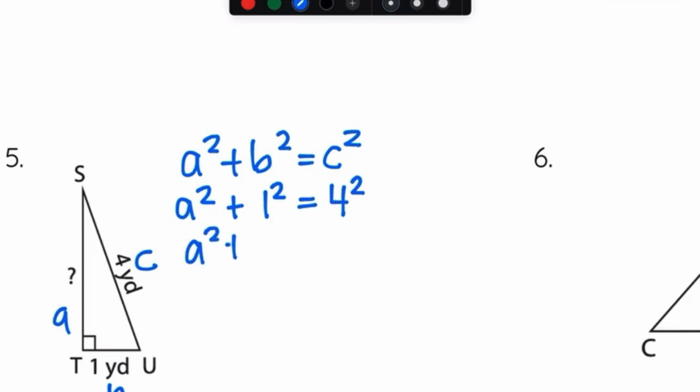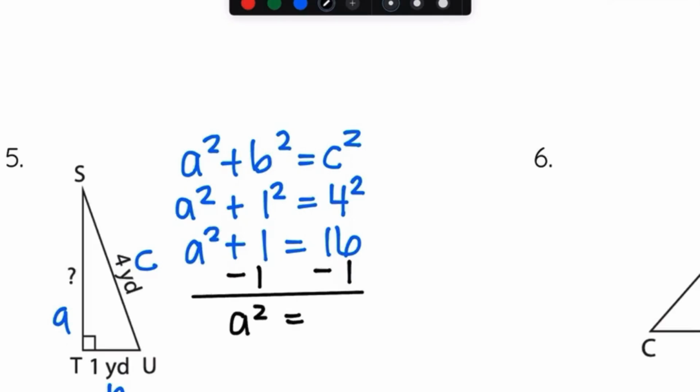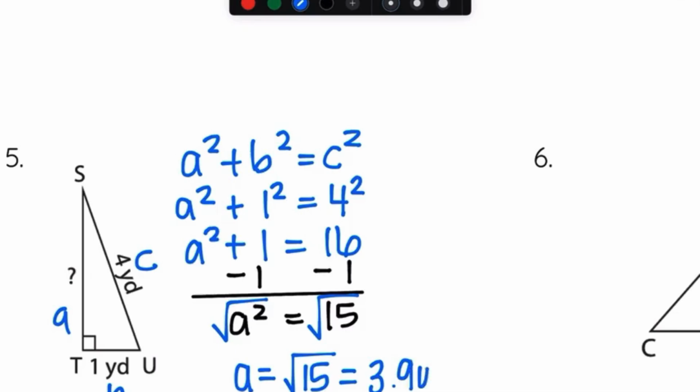Okay, a squared plus 1 to the power of 2 is 1. We're not saying 1 times 2, we're saying 1 times 1, which is 1. And 4 to the power of 2 is 16. Again, we have like terms on opposite sides of our equal sign, so we're going to do inverse operations and subtract that 1 and get 15. Take the square root of both sides and you get a. That's not a perfect square, so I'm going to type root 15 in my calculator and I do get, to the nearest tenth, 3.9 yards. Okay.